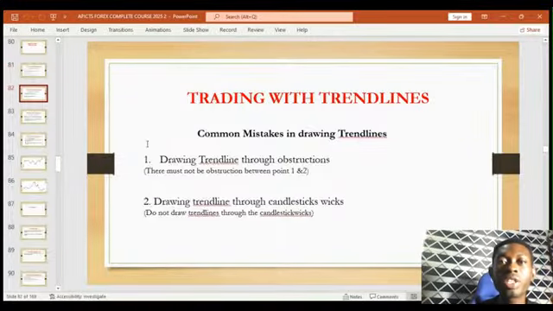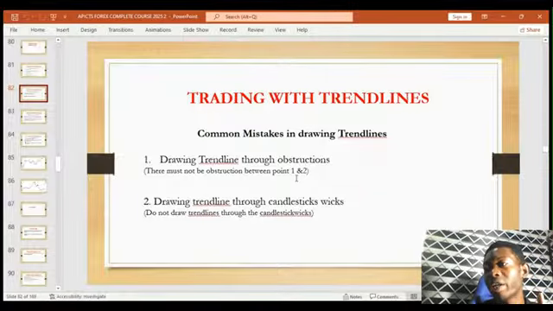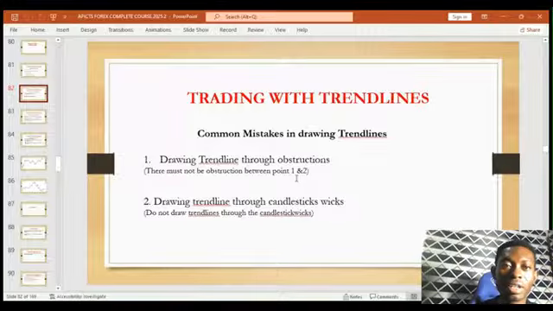Next slide. Common mistakes in drawing trend lines. Number one, drawing trend lines through obstructions. There must not be obstruction between point 1 and point 2. Number two, drawing trend lines through candlestick wicks. All of this will be explained to you, but I need you to get the theory first, then we go to the practical. When you are drawing your trend line, it must not pass through the wick. It must just touch the wick.